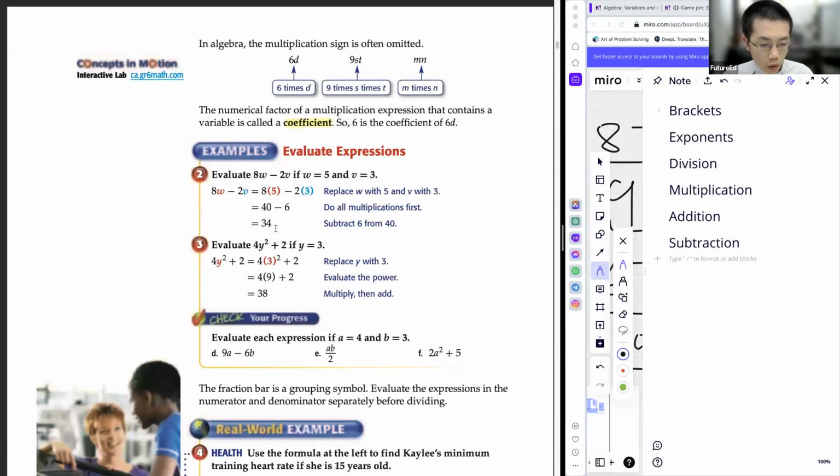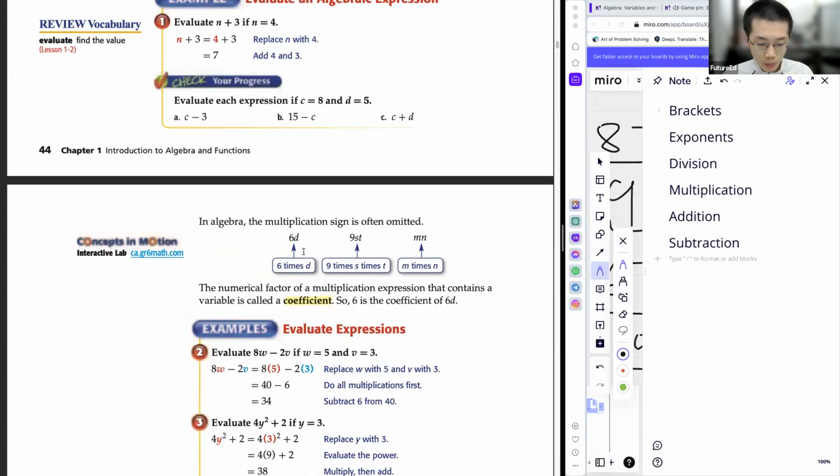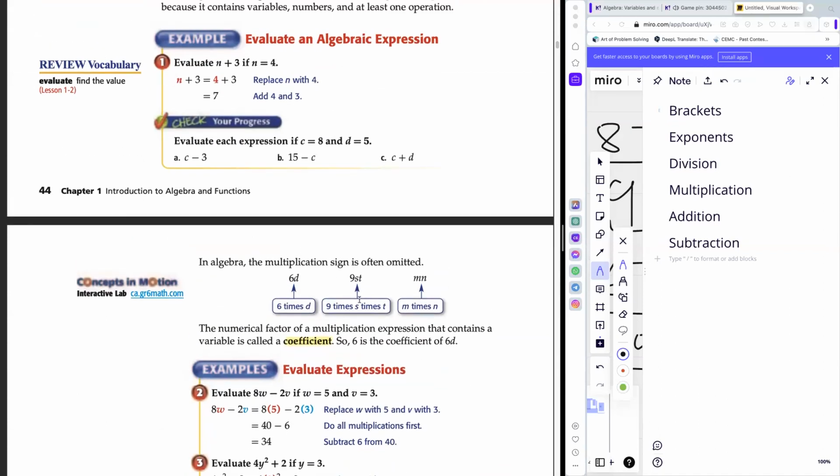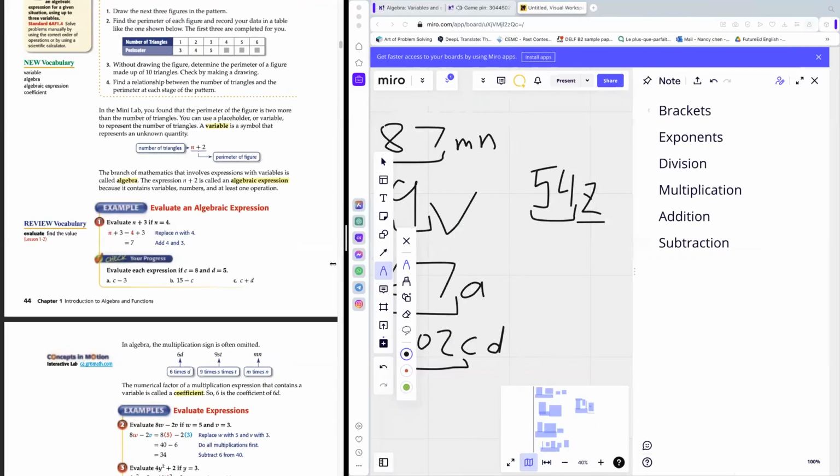So let's take a look over here. Jason, can you read question 3, please? I'm going to skip question 2 because of time constraints. Calculate 4y to 2 plus 2 if y equals 3. And Jason, we pronounce this as 4y squared, okay? Because the 2 is a power, an exponent. Exactly, it's an exponent. So we pronounce it 4y squared plus 2 if y is equal to 3. Go ahead. So if y equals 3, we can write it here.